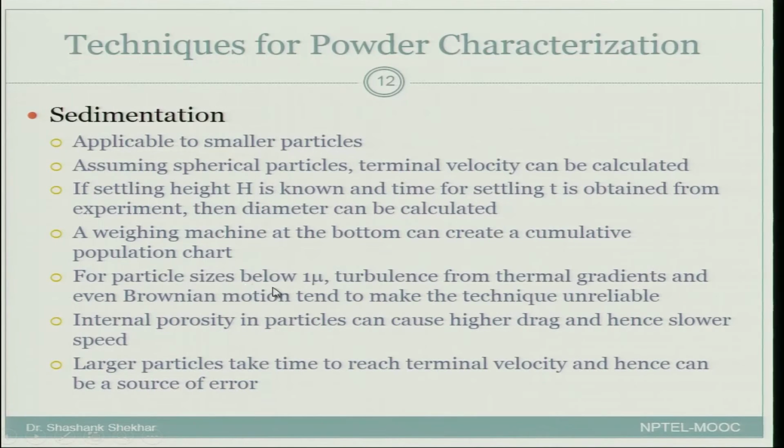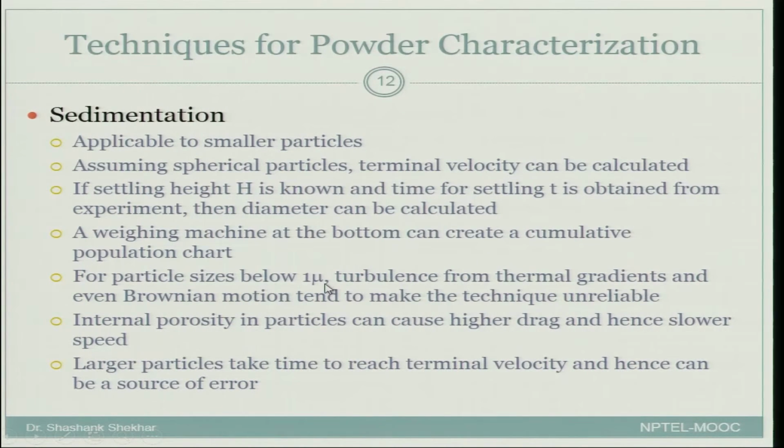Now, for particle size below 1 micrometer, turbulence from thermal gradients and even Brownian motion tend to make the technique unreliable. So, there are some limitations for this technique, and particularly it is because of the turbulence and Brownian motion, and in fact, this 1 micrometer size is still too small. You would not be able to use it even for something like we have said earlier, something like 10 or 15 microns, because this is for the smaller size.